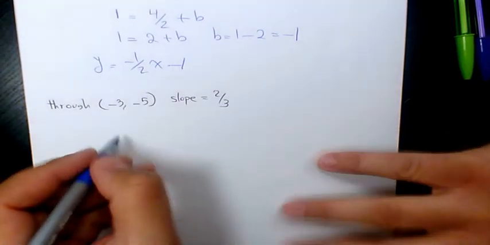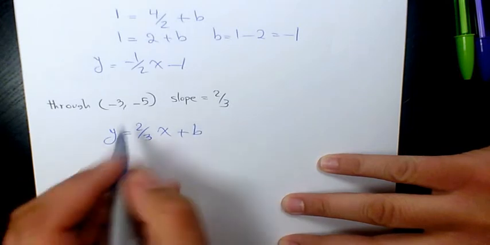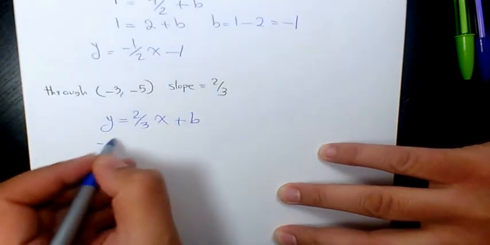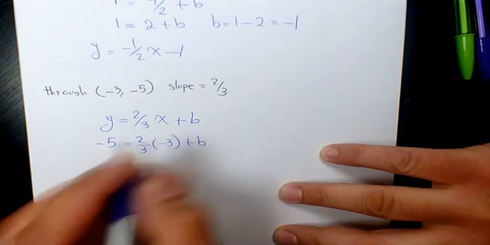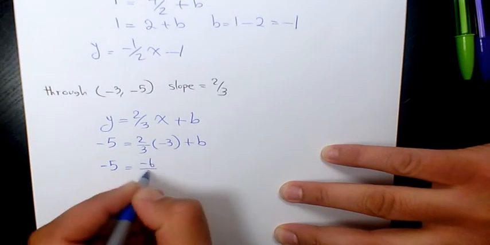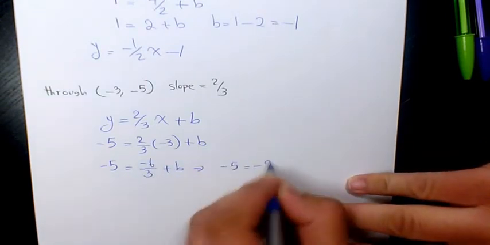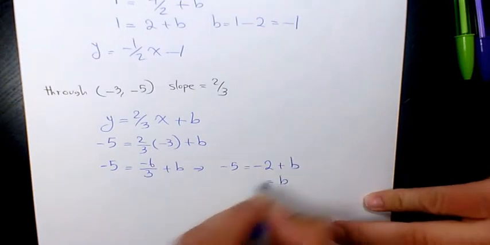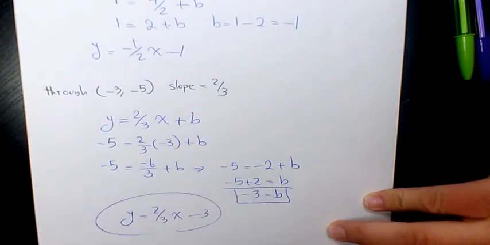Next one, we have y equals 2/3x plus b. Then we sub this one: negative 5 equals 2/3 times negative 3 plus b. So we have negative 5 equals 2 times negative 3, which is negative 6 over 3, plus b. So we have negative 5 equals negative 2 plus b. So b will be negative 5 plus 2, which is negative 3. So y will be equal to 2/3x minus 3.